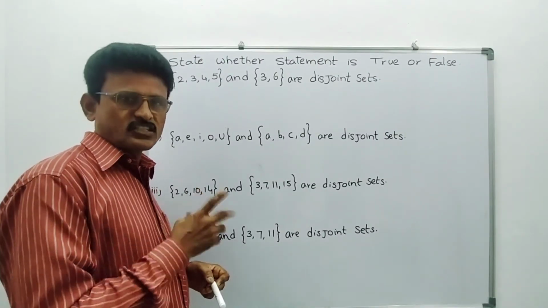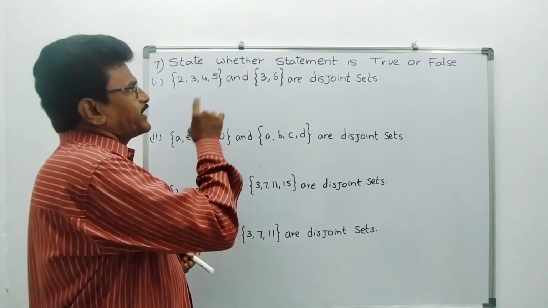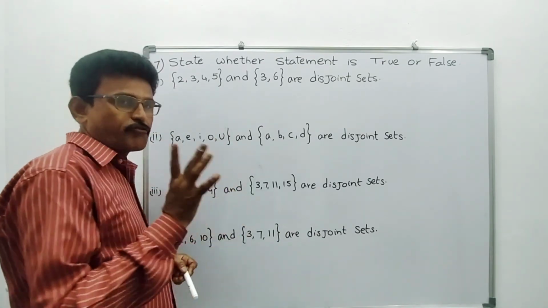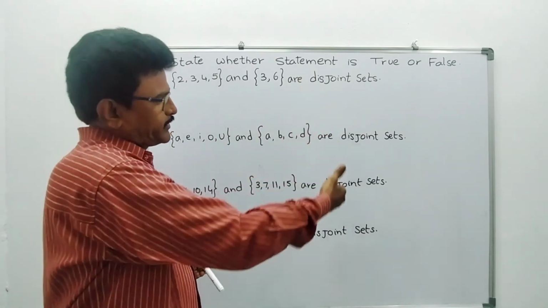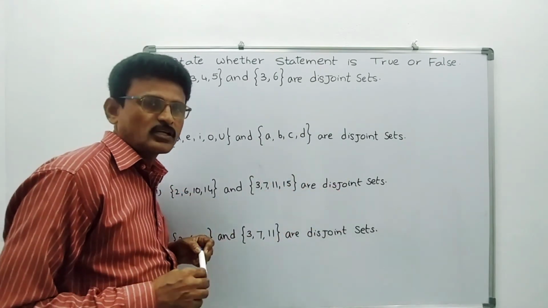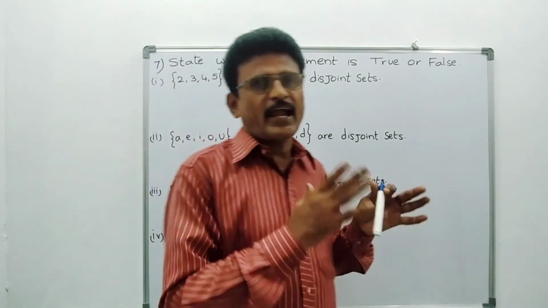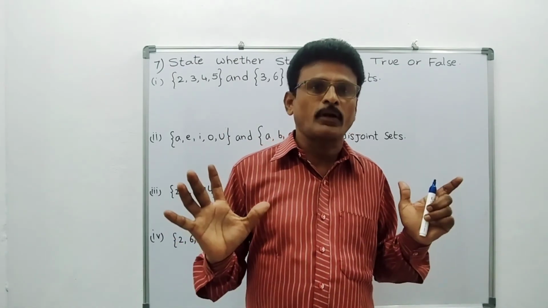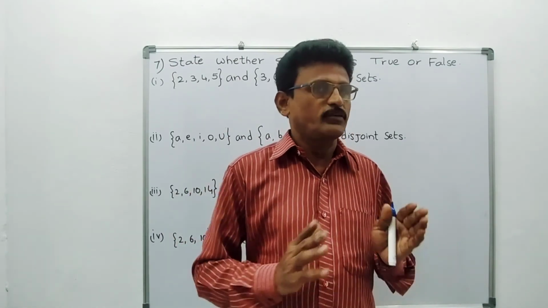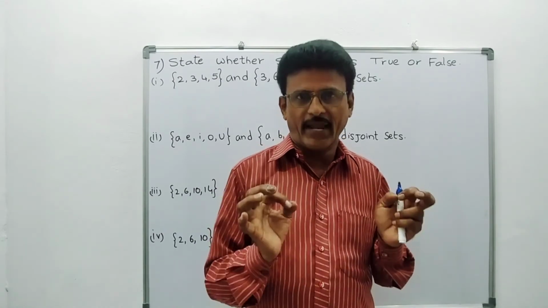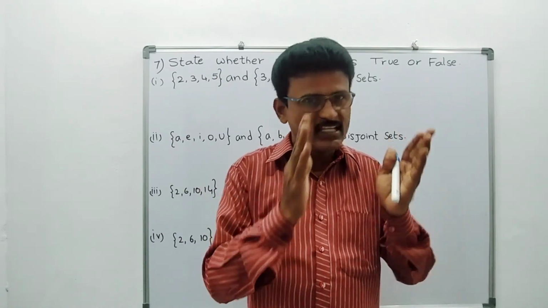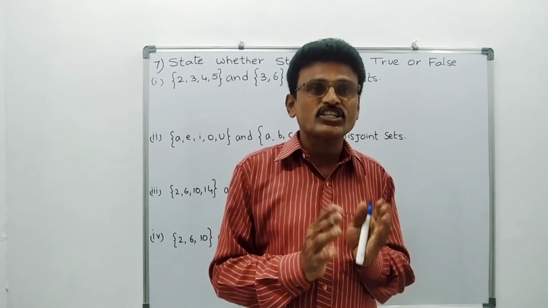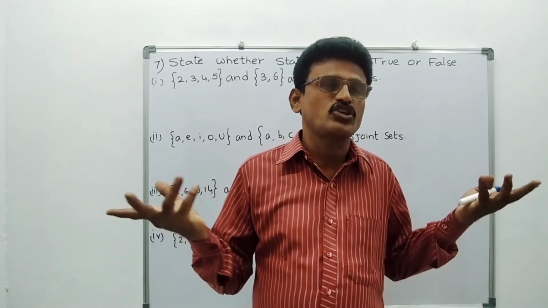Students, this is the last problem in this exercise. State whether the statement is true or false. He has given 1, 2, 3, 4 problems and is asking whether they are disjoint sets or not. Remember one thing. A and B, two sets are there. When they are disjoint sets, if there is no common element, if their intersection is pi, the null set, then they are disjoint sets.